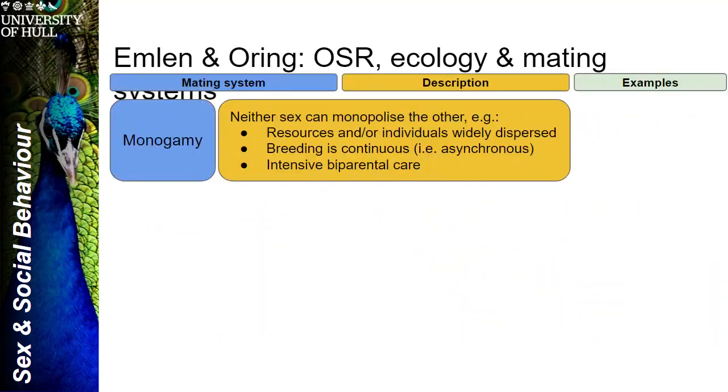So you've got monogamy. You get monogamy in a situation where neither sex can monopolize the other. For example, where your resources are widely dispersed, you can't control a clump of resources, and individuals are widely dispersed, you can't control a clump of individuals. Or where breeding is continuous over the year, there's no particular breeding season where individuals are clumping together. Or where there's intensive biparental care, where neither sex is able to be off searching for mates because they're both tied to caring for offspring.